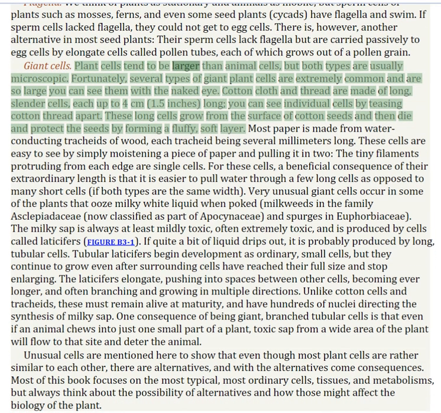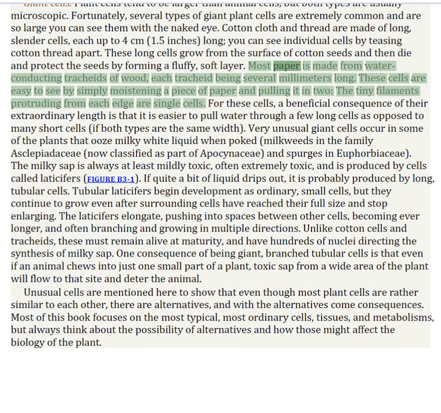Giant cells. Plant cells tend to be larger than animal cells, but both types are usually microscopic. Fortunately, several types of giant plant cells are extremely common and are so large you can see them with the naked eye. Cotton cloth and thread are made of long, slender cells, each up to 4 centimeters long. You can see individual cells by teasing cotton thread apart. These long cells grow from the surface of cotton seeds and then die and protect the seeds by forming a fluffy, soft layer.